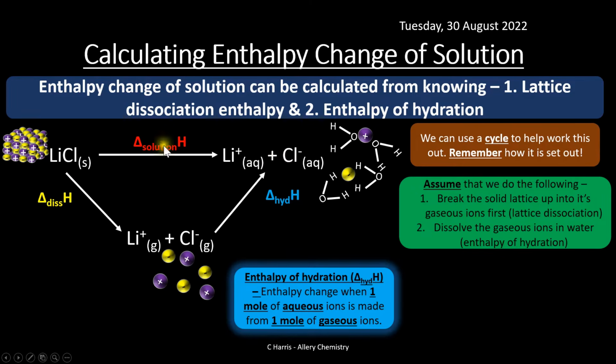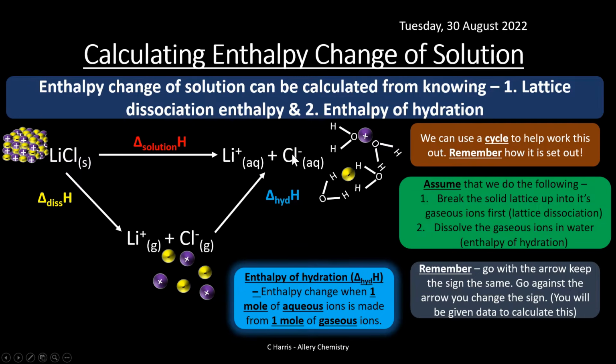In other words, to form these ions from this, we break them up to form the gaseous ions first, then hydrate after that. So with this, remember, this is not a Hess's cycle. I want to emphasize that. I know I've said that before. You might be thinking, well, there are arrows going all over the place here. This is quite a unique cycle for this type of reaction. But when we go with the arrows, we keep the sign the same. When we go against them, we change the sign. So there's no difference in terms of that philosophy.